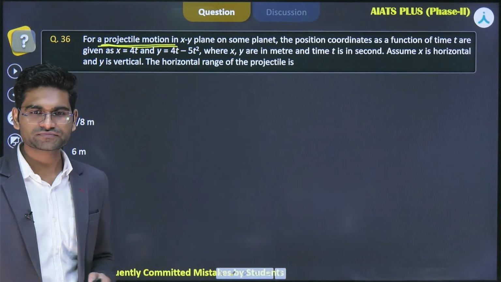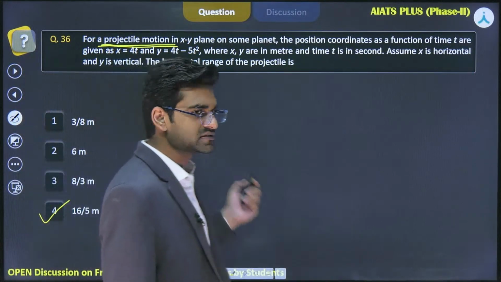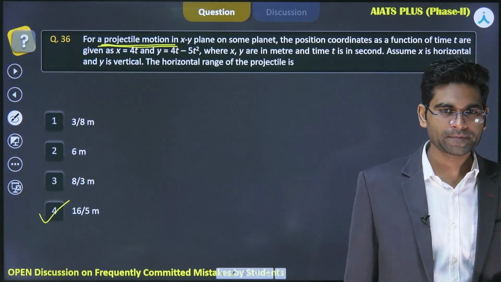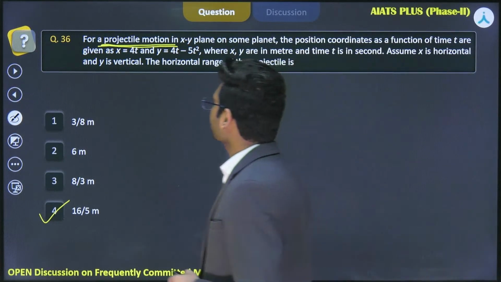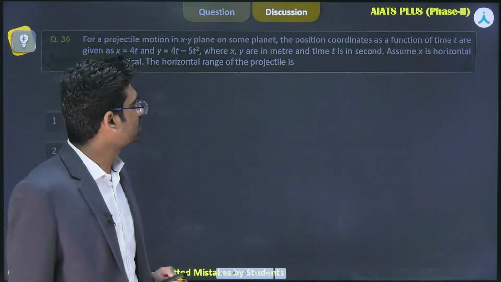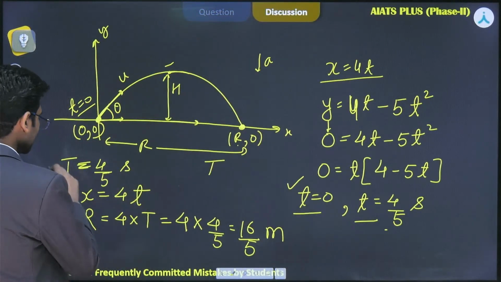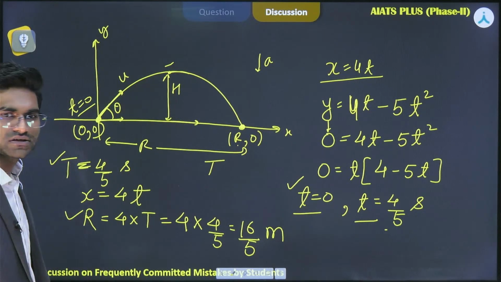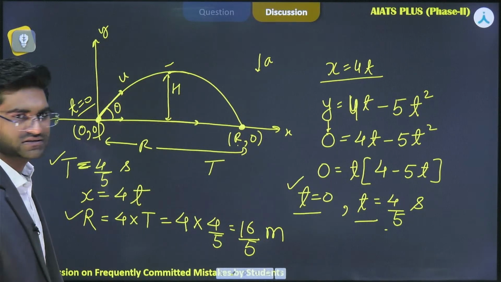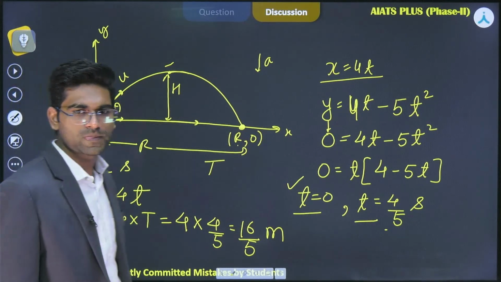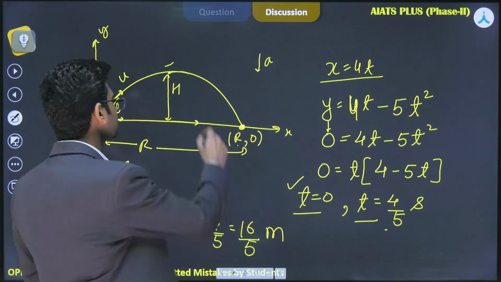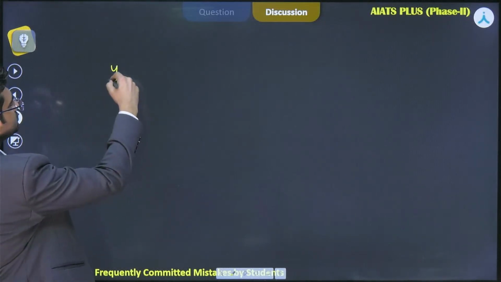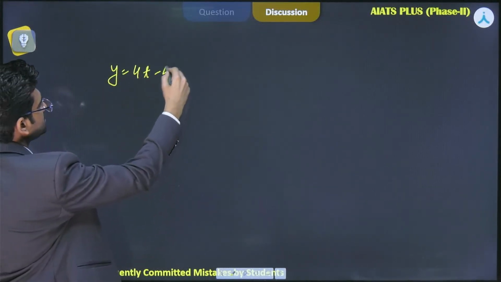If you can analyze these mathematical equations, then this question is quite easy, right? What else can we find out? We have already calculated the time of flight and the horizontal range. What else can we find out? Maximum height. How? Anyone tell me how we can find the maximum height? So y equal to 4t minus 5t square.